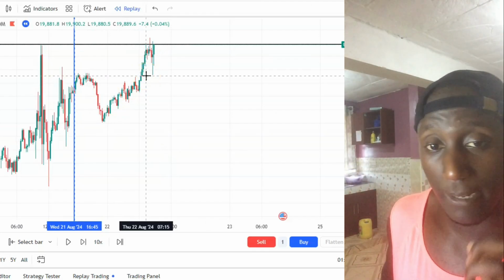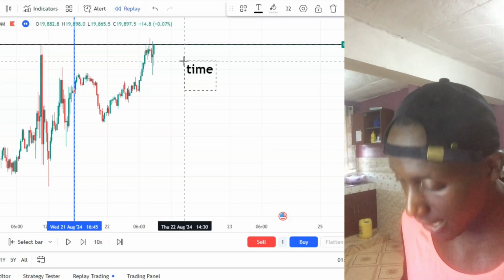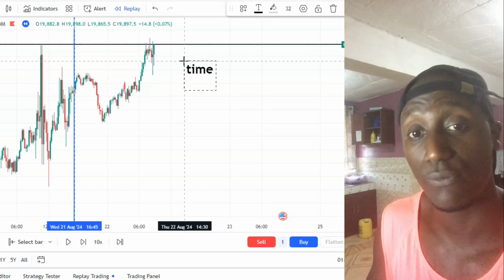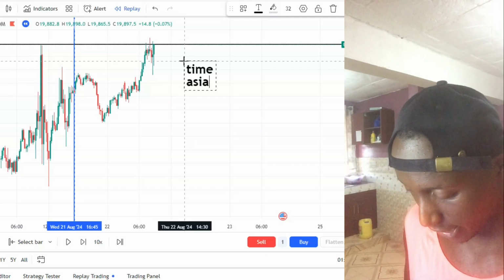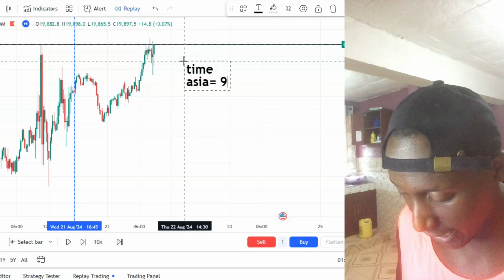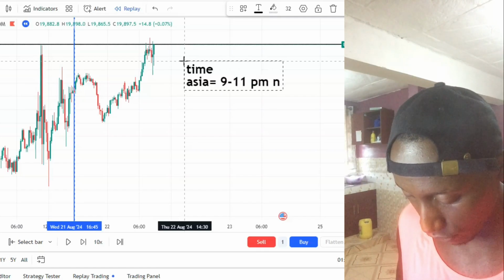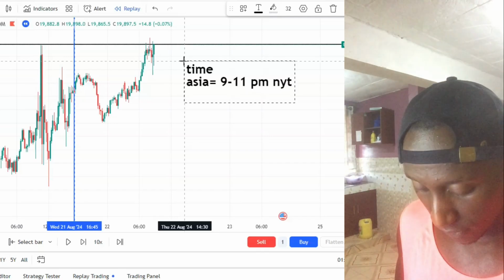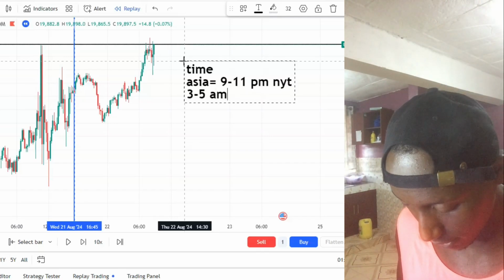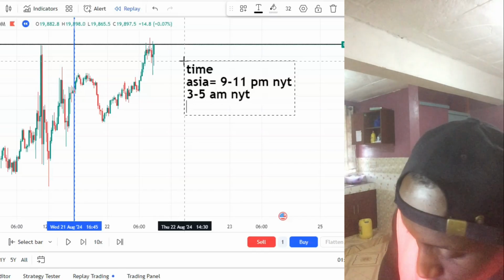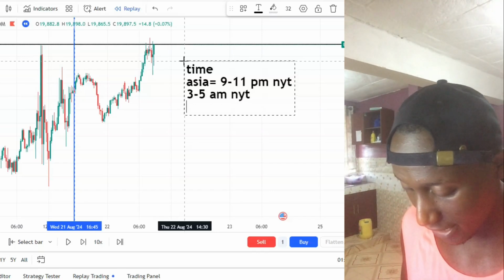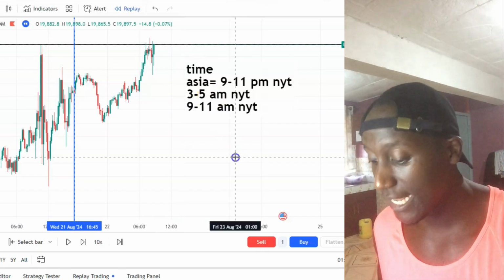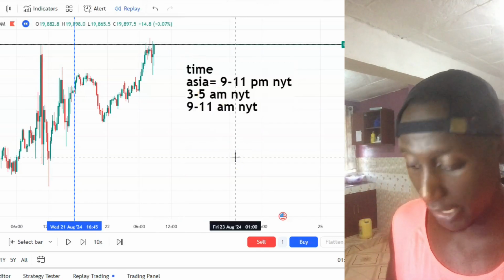But we also have a step-by-step process. Time means that we come to the specific session at very specific times to look for our setup. So for Asia, our timing window is between 9 and 11 p.m. New York time. And then for London session, price is between 3 and 5 a.m. New York time. And then for New York, price is between 9 and 11 a.m. New York time. So these are the specific times that we come into the market.